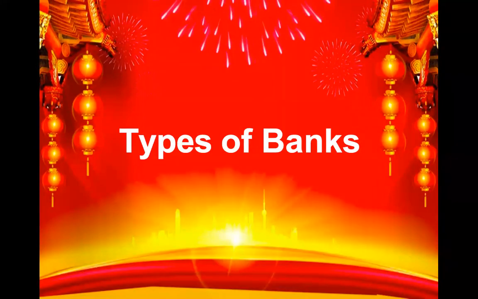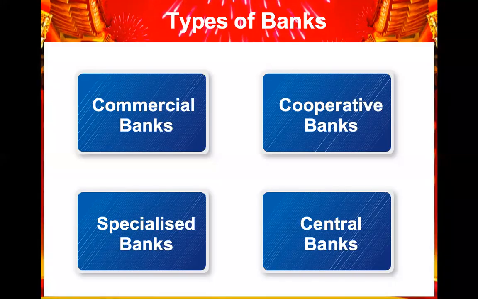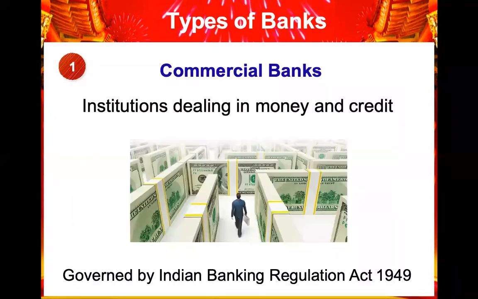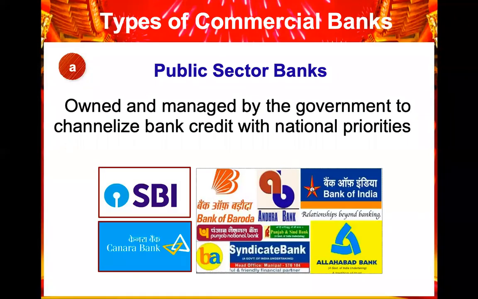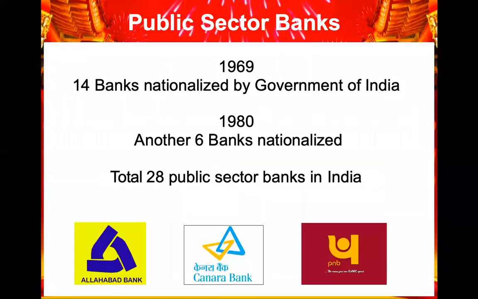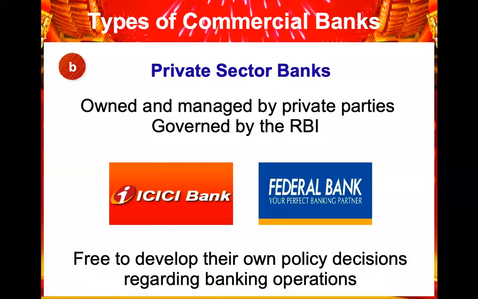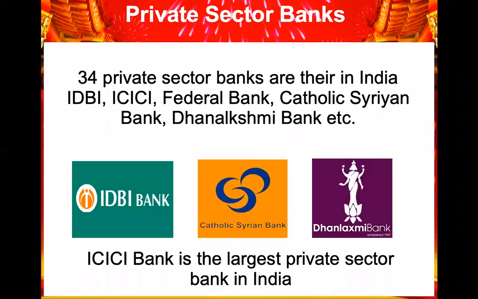Then we went on to the types of banks, wherein we studied there are basically four main types of banks, which is commercial banks, cooperative banks, specialized banks, and central banks. So yesterday we completed the commercial banks. Then we came on to two different categories of commercial banks, that is public sector banks and private sector banks. And then we discussed some of the examples along with the number of banks in our country.